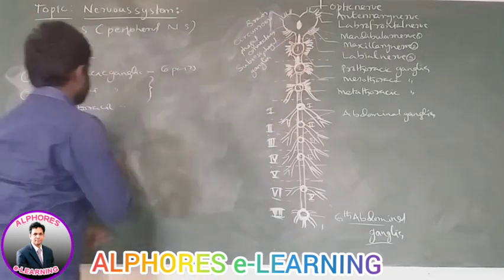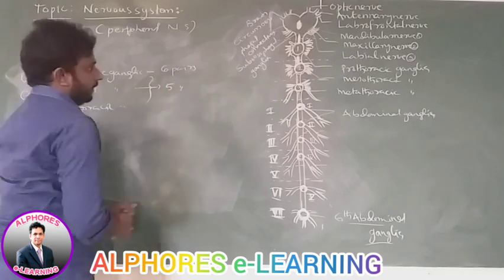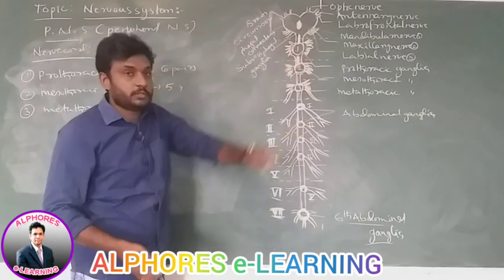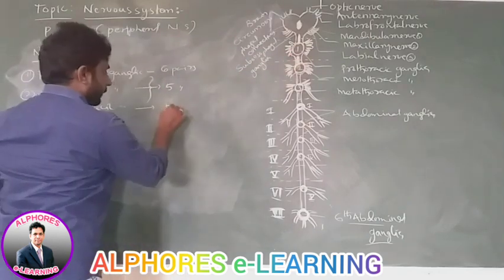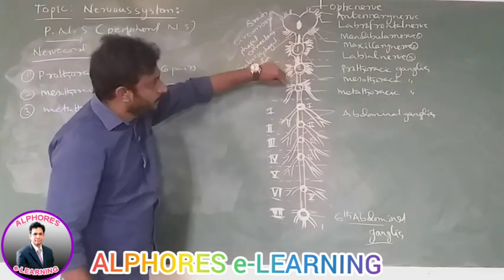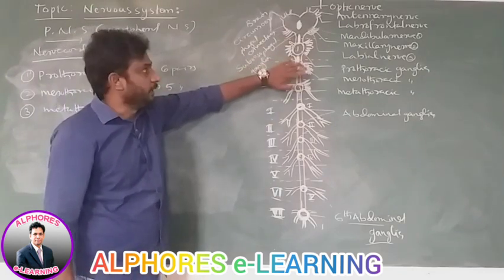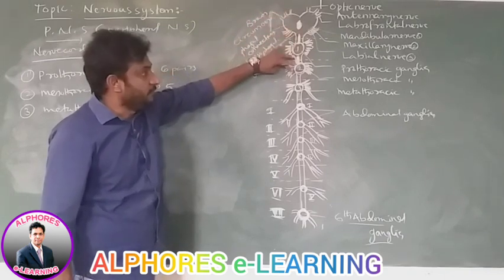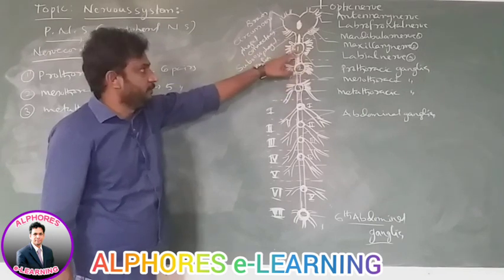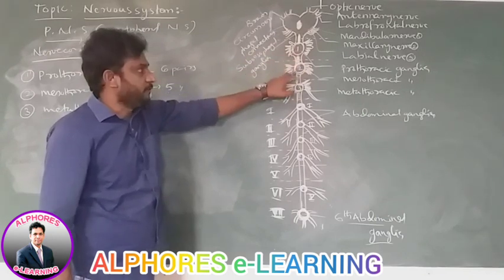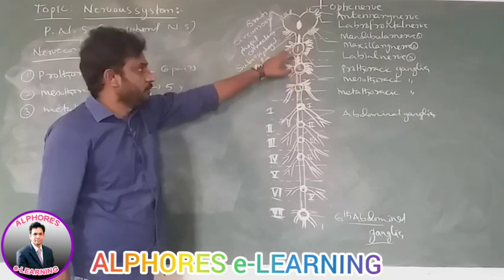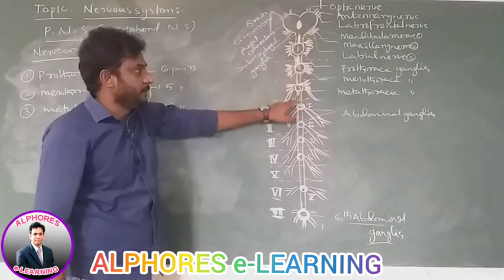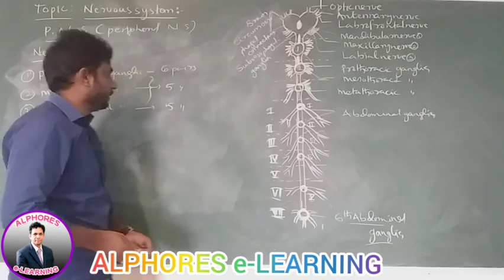Then 5 pairs of nerves are present from the mesothoracic ganglia. Okay, 5 pairs of nerves are arising from the mesothoracic ganglia, and 5 pairs of nerves are arising from the metathoracic ganglia. Pair means double. So here 6 pairs means total 12. Here 5 pairs, 10 nerves. So prothoracic 6 pairs, mesothoracic 5 pairs, metathoracic 5 pairs of nerves arise.